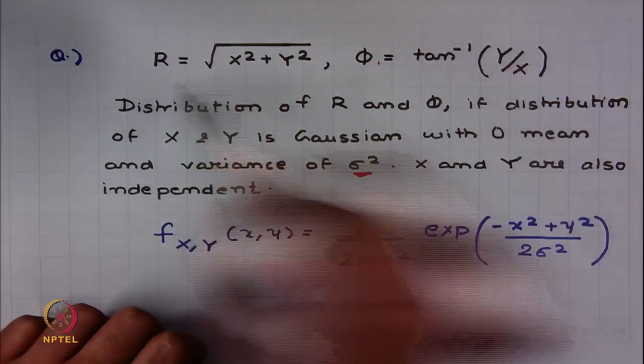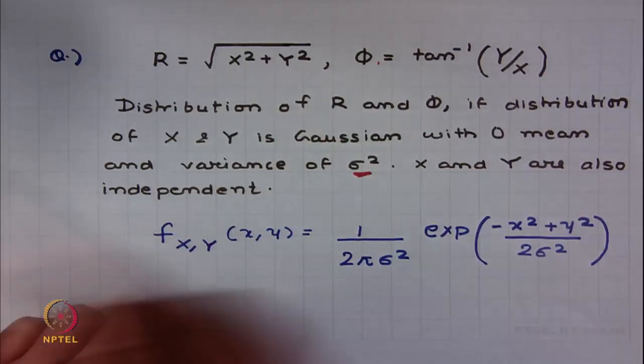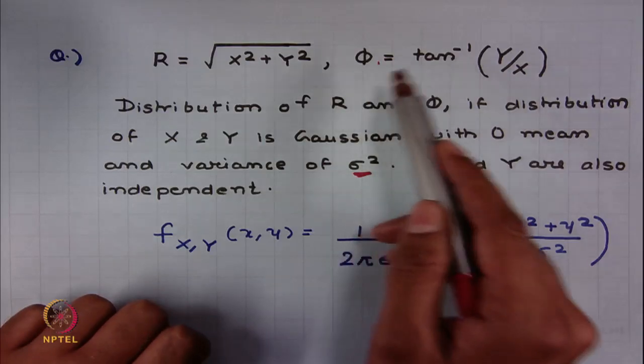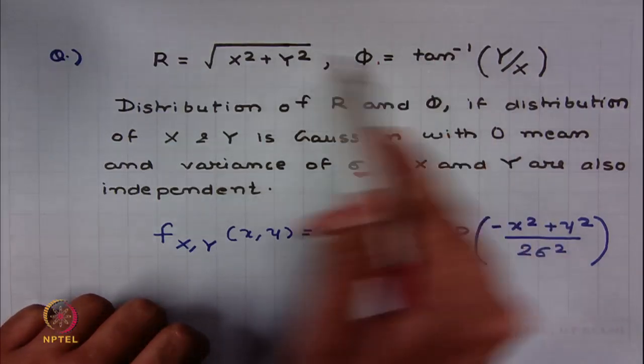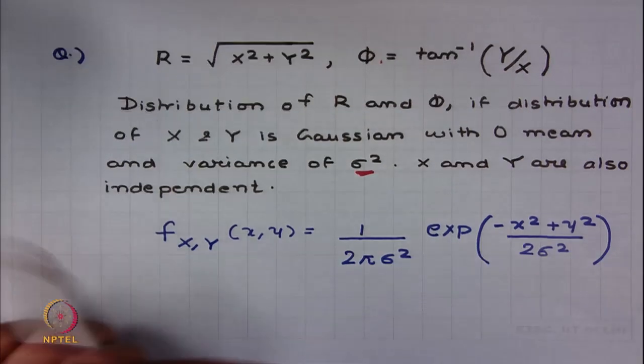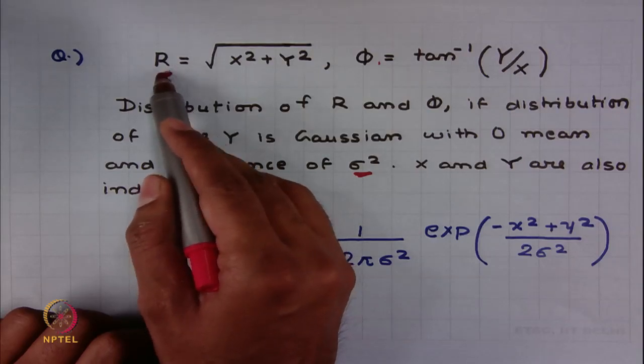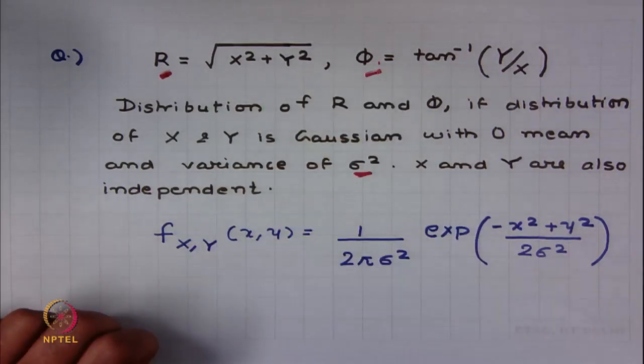And if you look at these two equations, you know what I am trying to do. I am trying to change my coordinate system from Cartesian coordinate system to polar coordinate system. And I want to understand what is the joint PDF of this random variable r and phi. That is what we are up to.